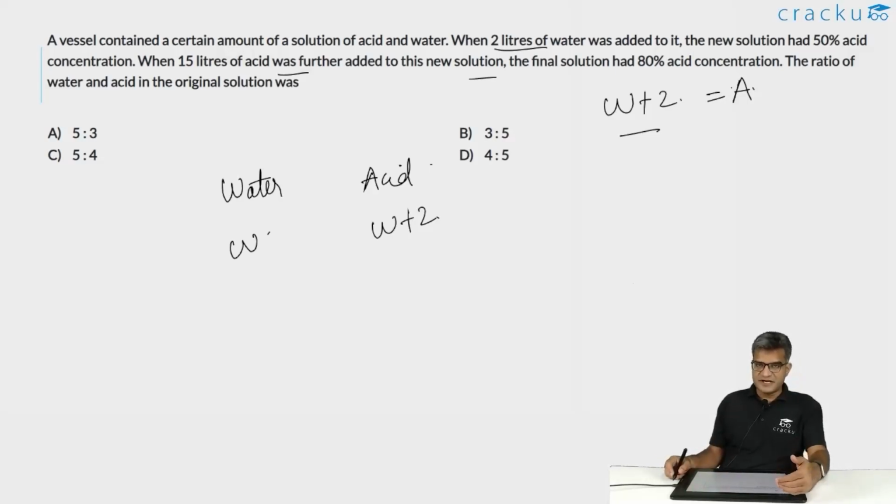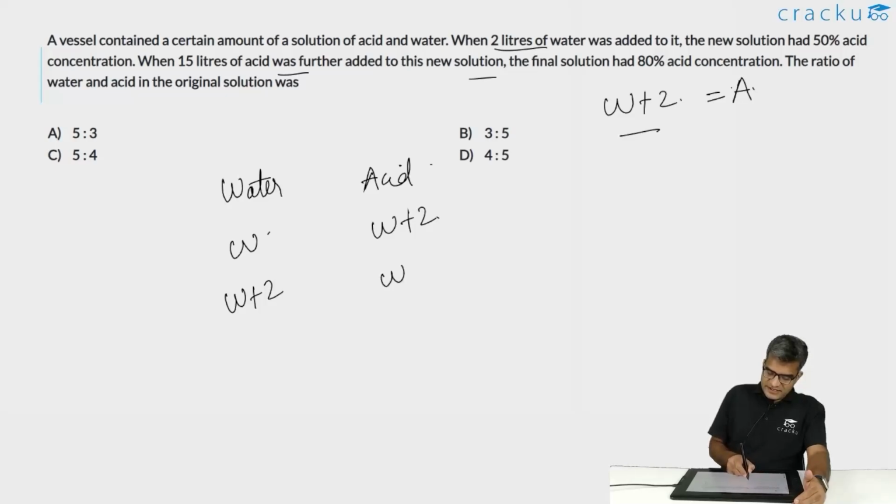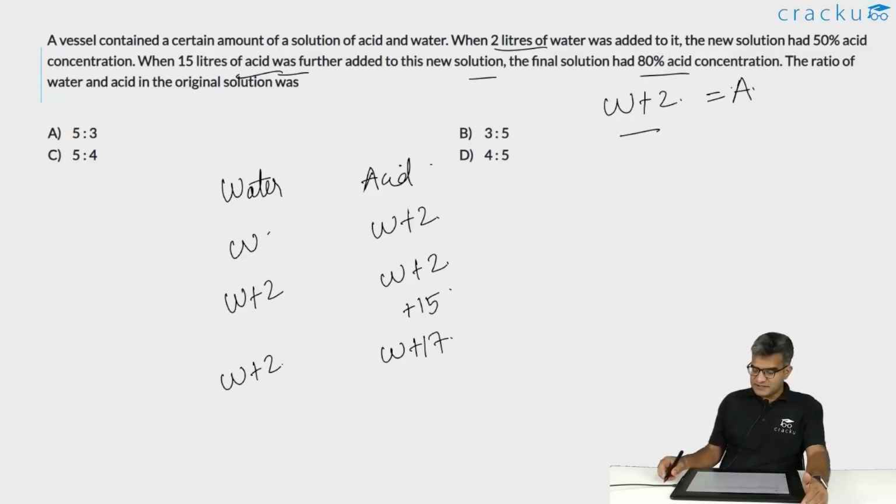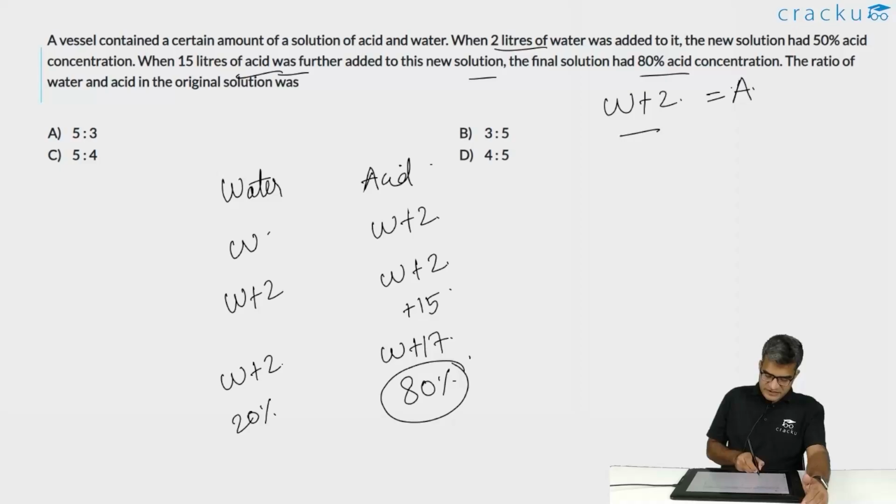So now essentially let us remember what was told. Water, 2 liters, was added and then the amount of water and acid became the same. Now 15 liters of acid is further added. Therefore the amount of acid becomes W plus 17. The amount of water is W plus 2. The final solution has 80% acid. So this is 80% now, and water therefore is 20%.